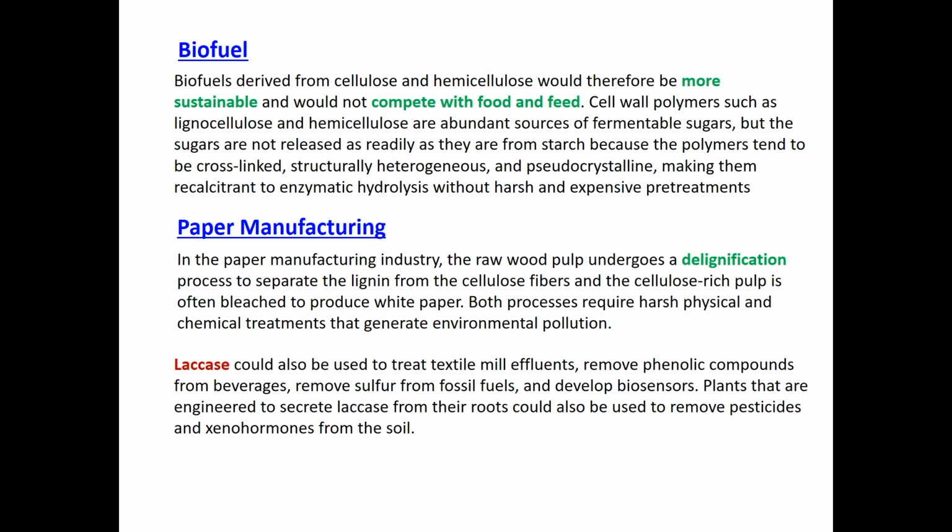In the paper manufacturing industry, the raw wood pulp undergoes a delignification process to separate the lignin from the cellulose fibers, and the cellulose-rich pulp is often bleached to produce white paper. Both processes require harsh physical and chemical treatments that generate environmental pollution.